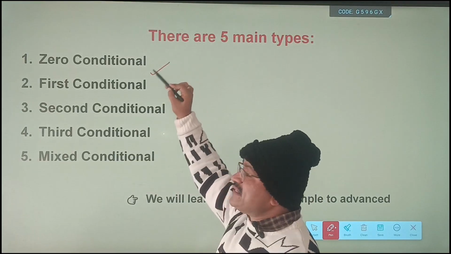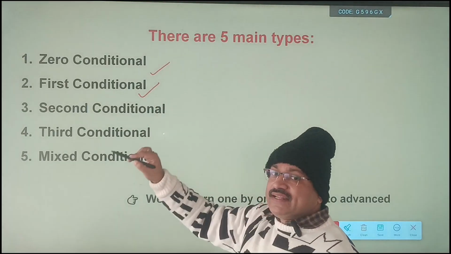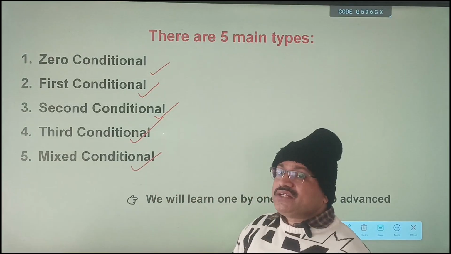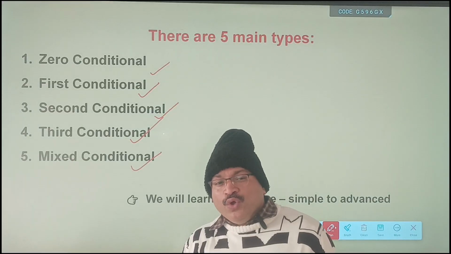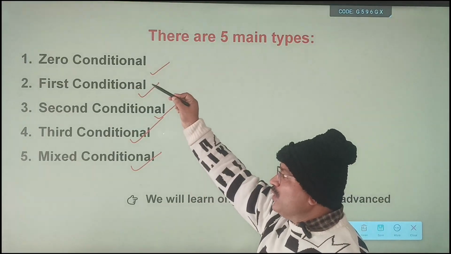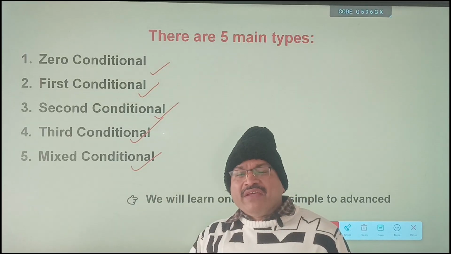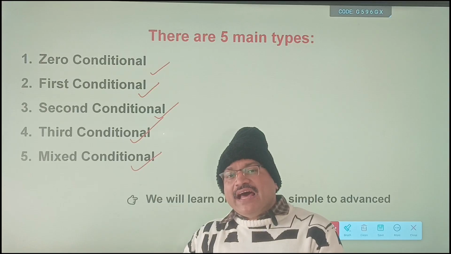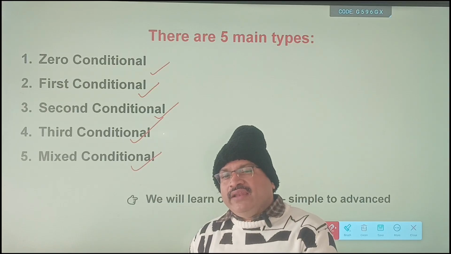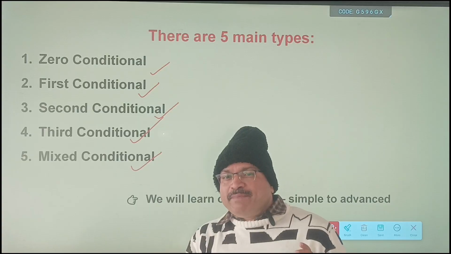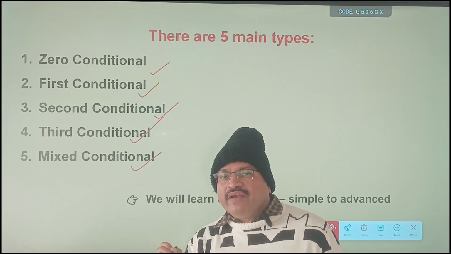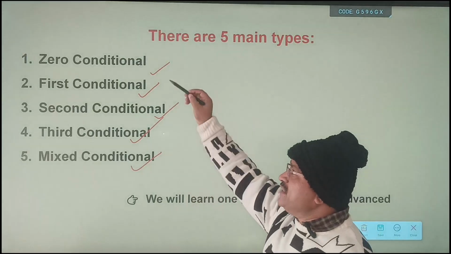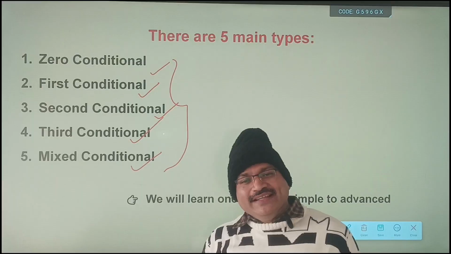First is zero conditional sentence. Second one, first conditional sentence. Second conditional sentence. Third conditional, and at last mixed conditional sentence. Now we are going to discuss all these 5 types one by one. We will understand the structure of such sentences and we will see how to attempt the questions smartly in examination, how and where the paper setters play tricks and try to confuse you. So we have to understand the basic structures of all these 5 types of conditional sentences.